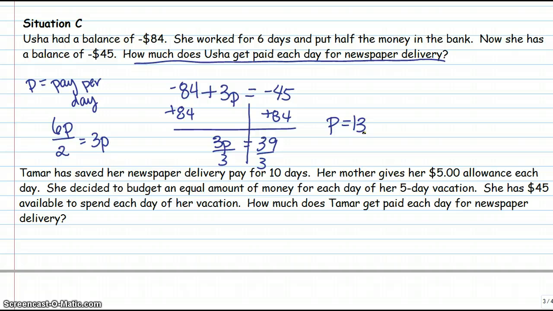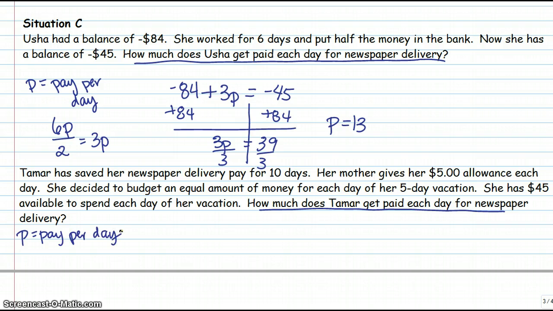Alright, last problem. Tamar has saved her newspaper delivery pay for 10 days. Her mother gives her $5 allowance each day, and she decided to budget an equal amount of money for each day of her 5-day vacation. She has $45 available to spend each day on her vacation. How much does Tamar get paid each day for the newspaper delivery? So again, let P be the pay per day.